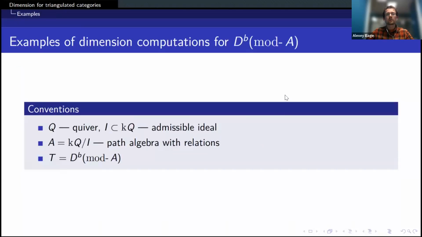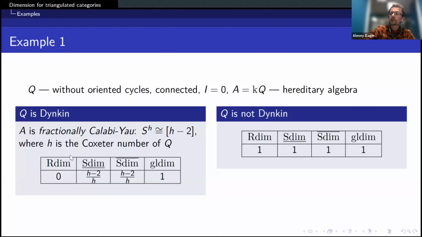I would like to denote by Q some quiver, by I some ideal of relations in the path algebra of this quiver, by A the corresponding finite dimensional path algebra, and by T its bounded derived category. So the first example is, of course, the derived category of representations of a hereditary algebra. So we have some quiver without cycles. We assume it is connected, and then we have two essentially different situations: when this quiver is a Dynkin quiver and when it is not.